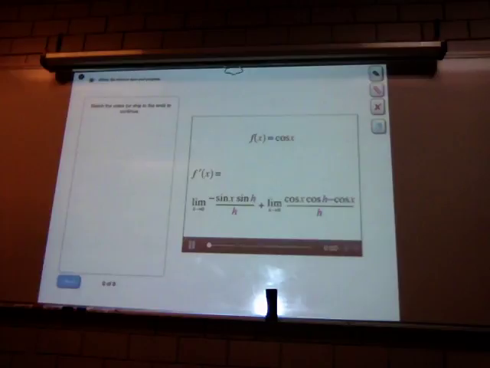Right. Here we're taking the limit of this expression as h goes to 0. X has nothing to do with this limit, so we can pull the minus sine x term outside the limit. So now, in this first term, we're left with the limit as h goes to 0 of sine h over h. What does this limit equal?